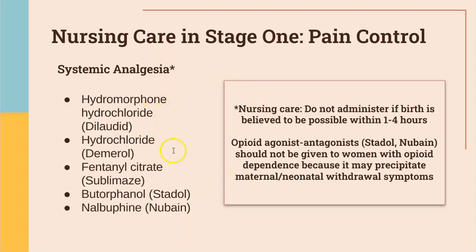Because this is systemic, it can affect your fetus. Your baby can be born sleepy. Then you might have to have nursing interventions that you wouldn't have had to have otherwise. So if birth is imminent and/or within the next 4 hours, which is hard to gauge, you're not really going to be offering a narcotic. This would be more so a time when you would offer an epidural or non-pharmacological pain relief.